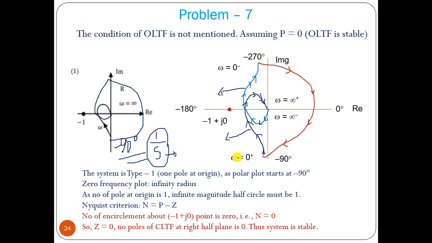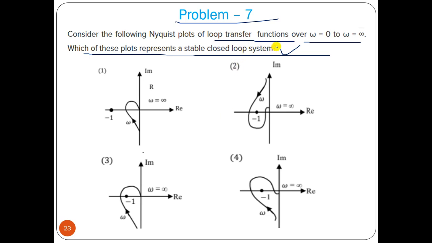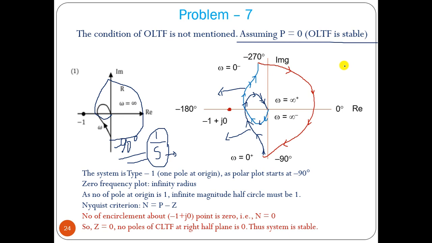Because we have one pole at origin, it is a type 1 system. Now minus 1 is outside, so N equal to 0. And what is the value of P, the open loop poles in the right half? We assume it as 0 because the condition of the OLTF is not mentioned. So we can assume OLTF is stable, P equal to 0. Now there is no encirclement of this minus 1 point, which is outside, so the system is stable. N equal to 0, P equal to 0, so Z equal to 0, system is stable.